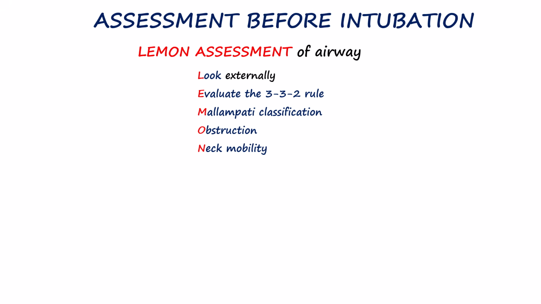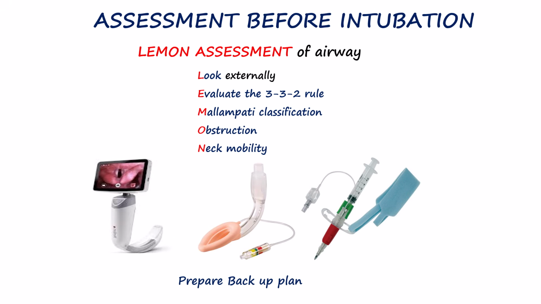M refers to the Mallampati classification, which is assessed with the mouth open and the tongue protruded, grading how much of the oropharynx is visible. O stands for obstruction from swelling, infection, bleeding, or tumors. N stands for neck mobility, as reduced extension or flexion can make laryngoscopy more difficult. These elements help predict a difficult airway and allow the clinician to prepare alternative strategies such as a video laryngoscope, a bougie, a supraglottic device, or in extreme situations, a surgical airway.